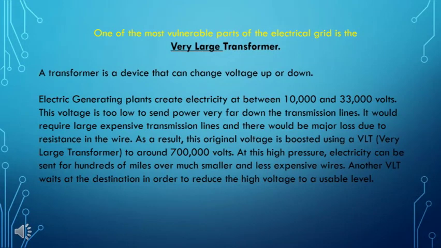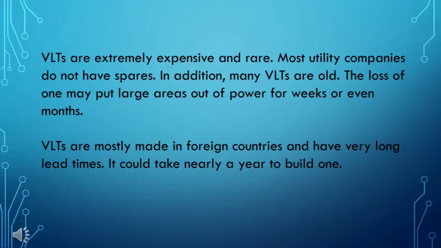As a result, this original voltage is boosted using a VLT, a very large transformer, to around 700,000 volts. At this high pressure, electricity can be sent for hundreds of miles over much smaller and less expensive wires. Another VLT awaits at the destination in order to reduce the high voltage to a usable level.